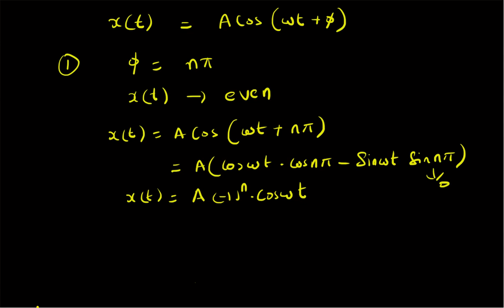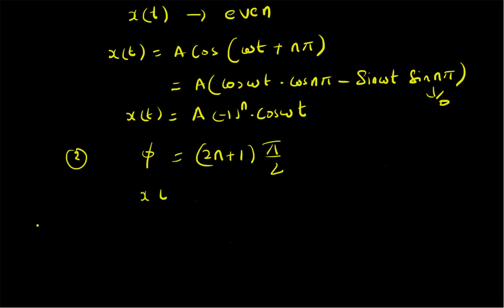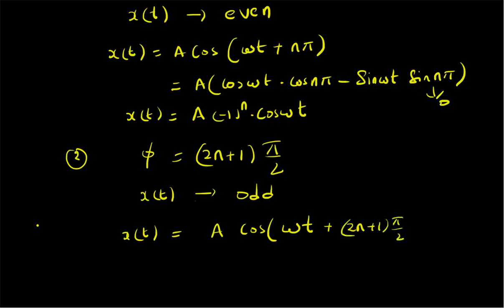Now let us look at the odd nature, that is when the phase term phi is equal to an odd multiple, 2n plus 1 into pi by 2. In this case, x of t will be an odd function or odd signal. Let us verify the claim. X of t is equal to a times cos of omega t plus 2n plus 1 into pi by 2.